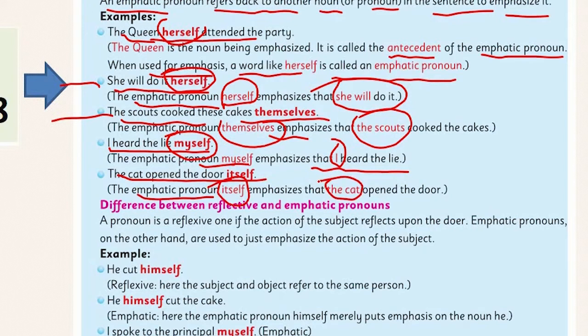यहाँ पर जितने भी आपके emphatic pronouns हैं वो क्या करते हैं? emphasize डालते हैं, किसी चीज पे जोर डालते हैं कि जो noun है वो अपना काम खुद करेगा. जैसे कि cat, I, scouts और the queen. यहाँ पर इन nouns पे emphasize किया जाता है कि वो अपना काम खुद करेंगे.